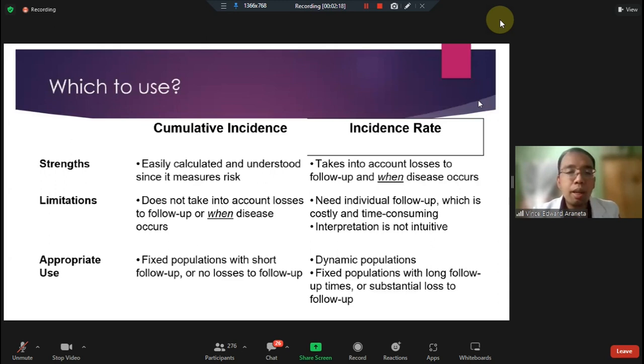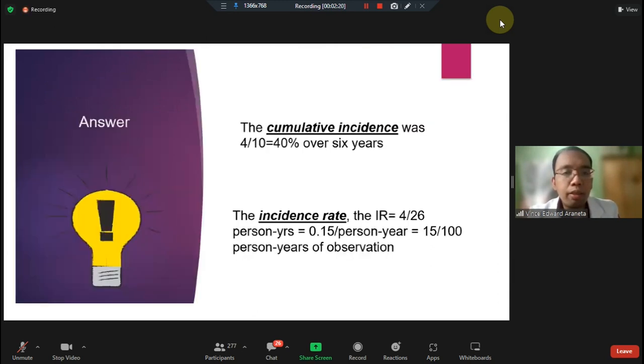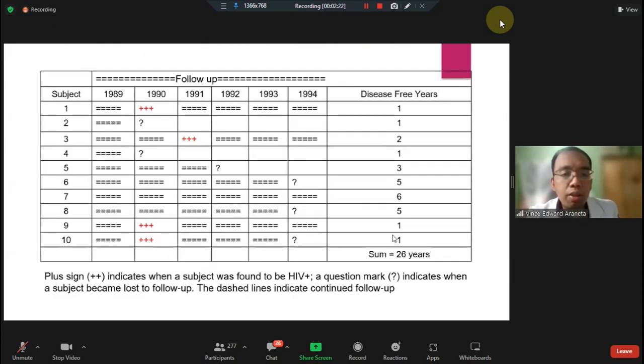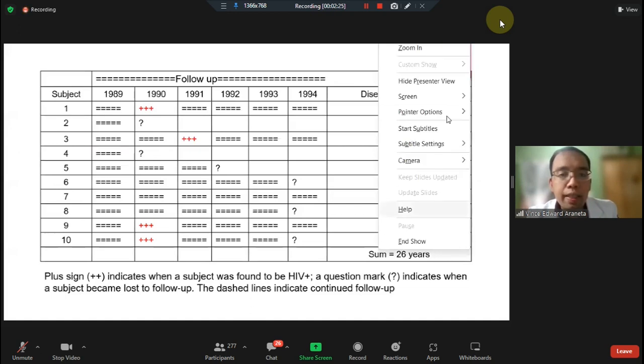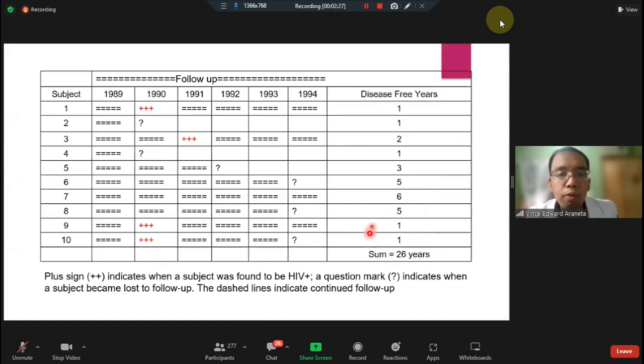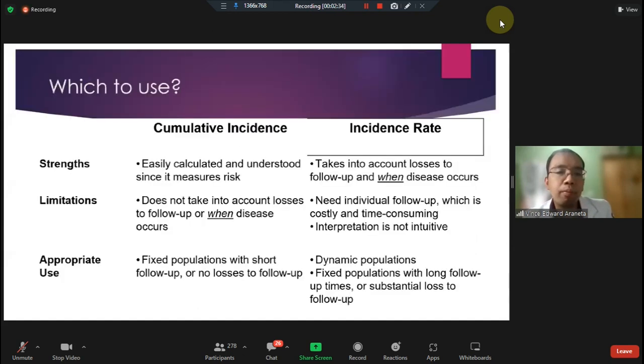Notice in the previous example that I gave, there's a part here where it indicates the sum of the years of observation. So that's part of it, because it takes into account the follow-up and when the disease would occur. Limitation for cumulative incidence: it does not take into account losses to follow-up or when disease would occur.